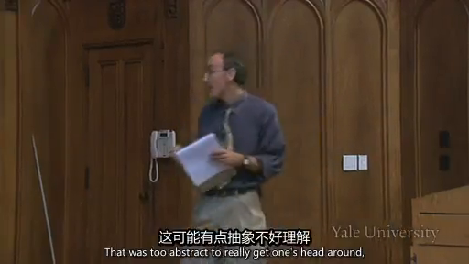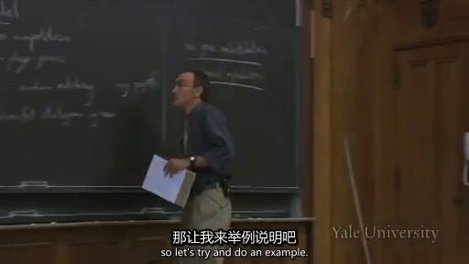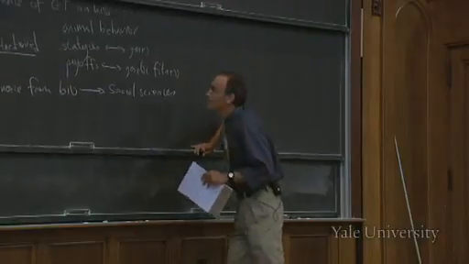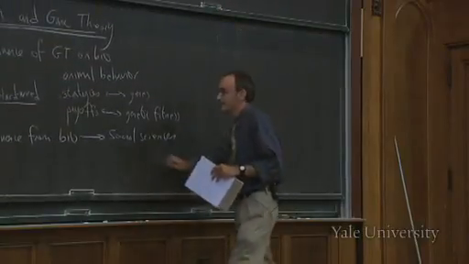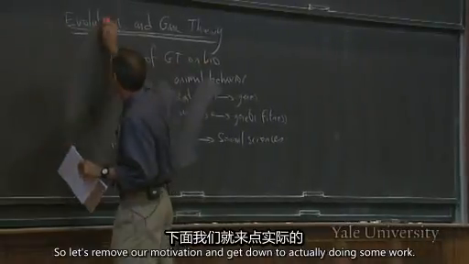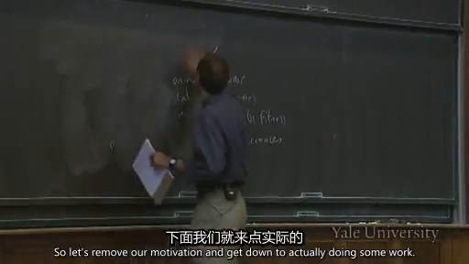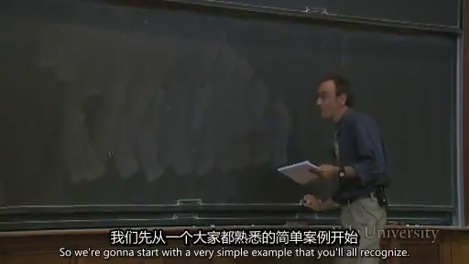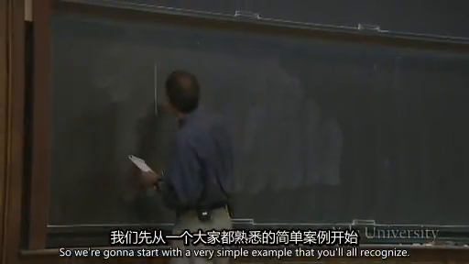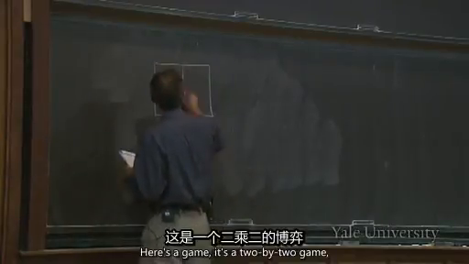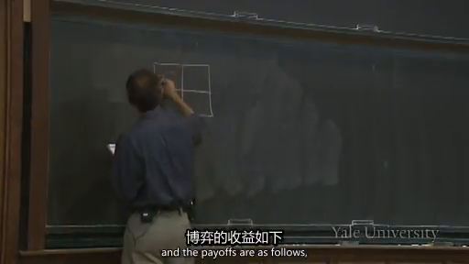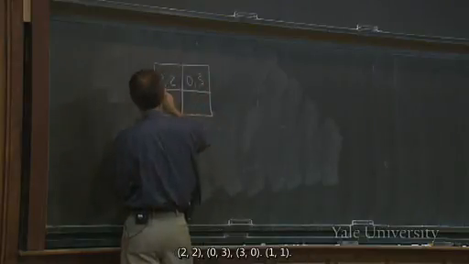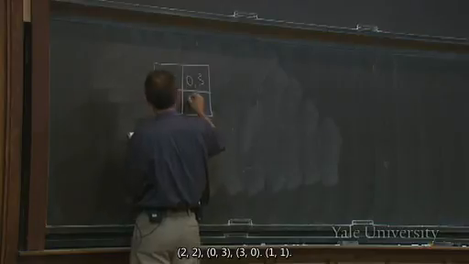All right, so that was too abstract to really get one's head around, so let's try and do an example. So let's remove our motivation and get down to actually doing some work. All right, so we're going to start with a very simple example that you'll all recognize. Here's a game. It's a 2x2 game, and the payoffs are as follows: 2, 2, 0, 3, 3, 0, and 1, 1.